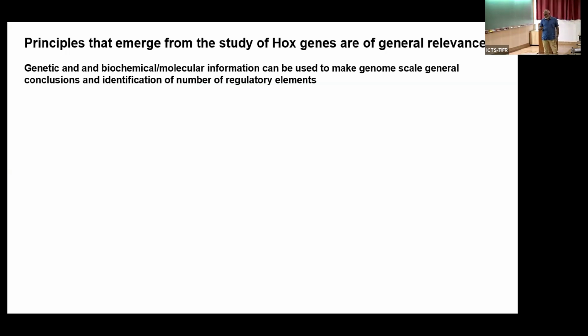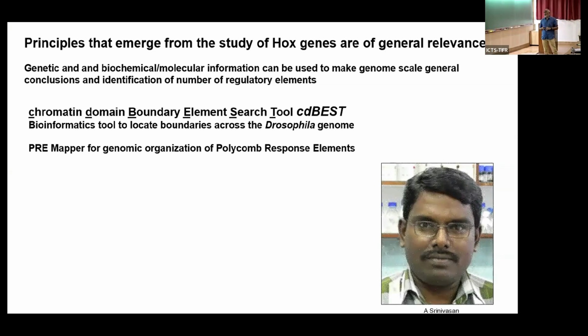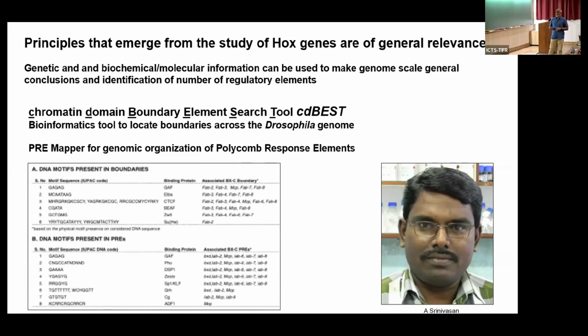So very quickly, I will just show you that what I am saying is not really unique for the homeotic genes. The genetic and biochemical studies that are done in this have a consequence across the genome. And this is what we have been actually realizing and doing at the whole genome scale. We learned about the boundaries and PREs from the Hox complex, but that biochemical information we used to develop tools to predict such elements across the genome, right?